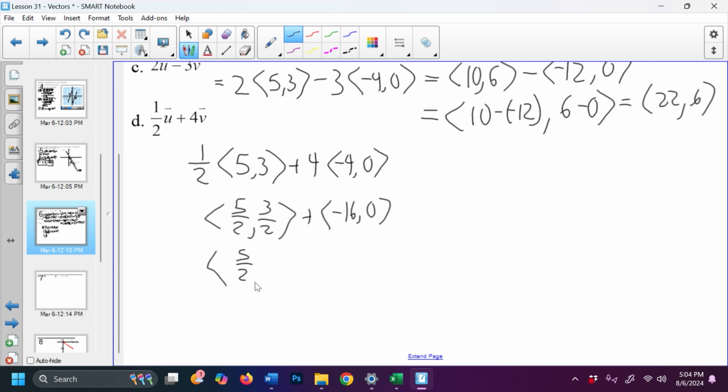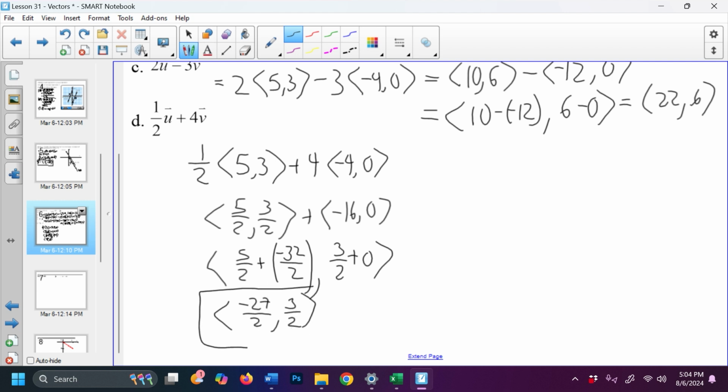Well, how many halves are in negative 16? There are negative 32 halves in 16, and then I have the 3 halves and then plus 0. We don't have to find a common denominator from that, and we'll say our final answer for this one, 5 halves and negative 32 is negative 27, and then 3 halves plus 0 is 3 halves, and that is our component form of that vector.